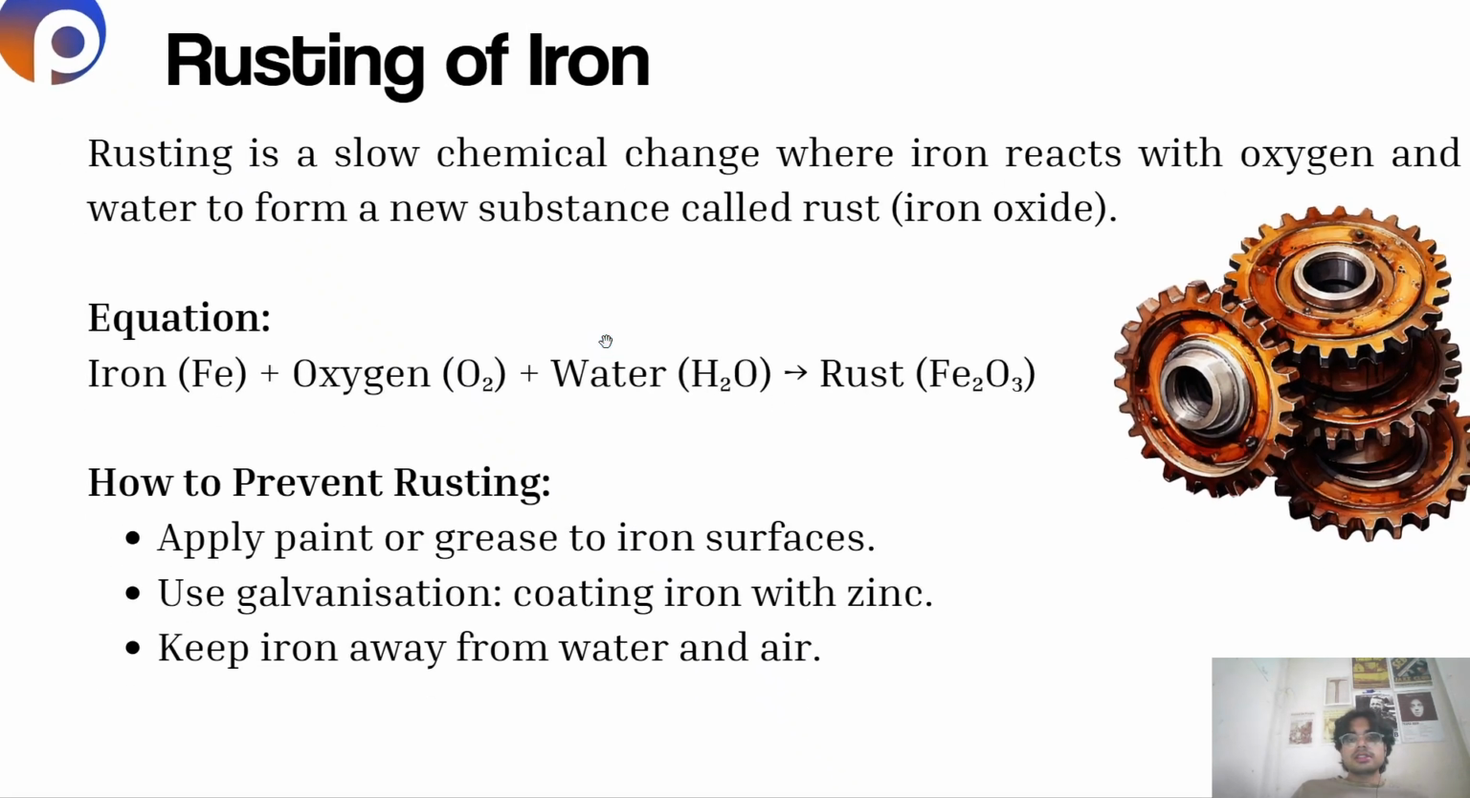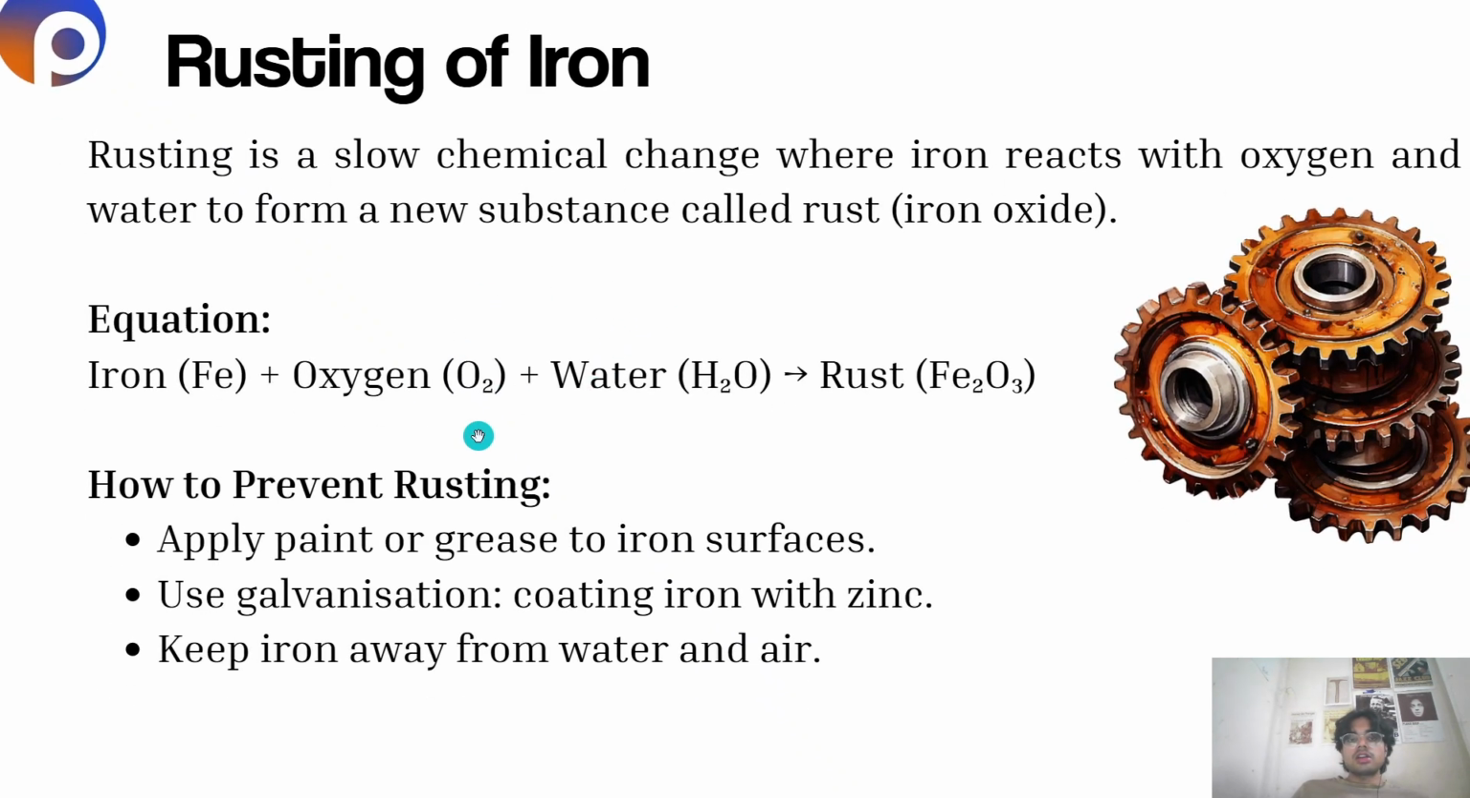Now, if we see the chemical formula or scientific terms, we can see that iron is known as Fe, when it reacts with oxygen, which is O2, and water, which is H2O, it will form rust, and the formula of rust is Fe2O3.